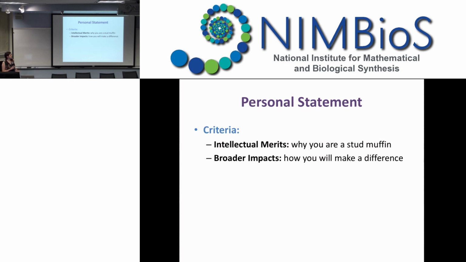So in the entire application, they have two major criteria that you're evaluated on. The first is intellectual merit, and the second is broader impacts. In the personal statement, the intellectual merit is why you yourself are a stud muffin, like why you are going to be a good scientist, why you have a lot of experience that's going to make you very successful, why you're going to take what you do in graduate school and go on and do good things in the world. I'm sorry, broader impacts is why you're going to take what you do and how you're going to make the world a better place.